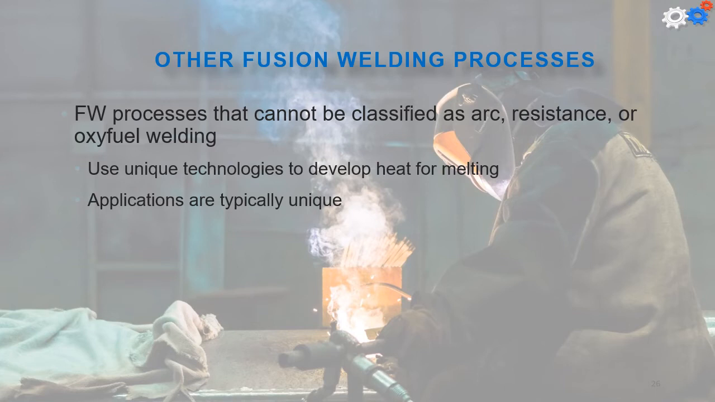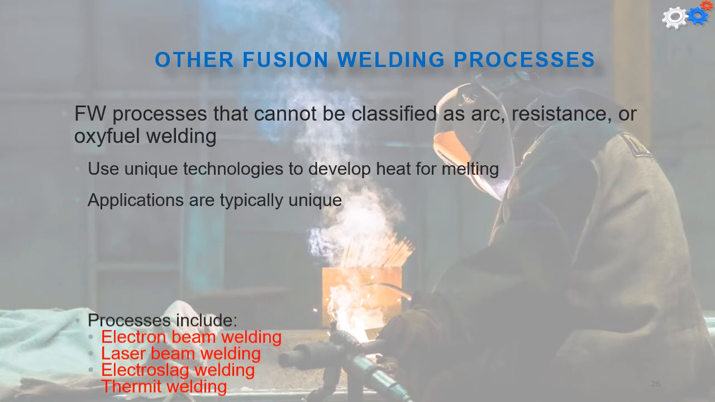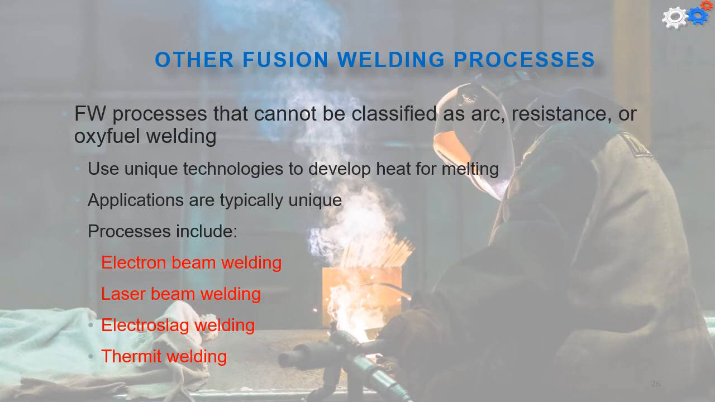Other fusion welding processes are those that cannot be classified as arc, resistance, or fuel welding. They use unique technologies to develop the heat for melting. The applications are typically unique. The processes include electron beam welding, laser beam welding, electroslag welding, and thermit welding.